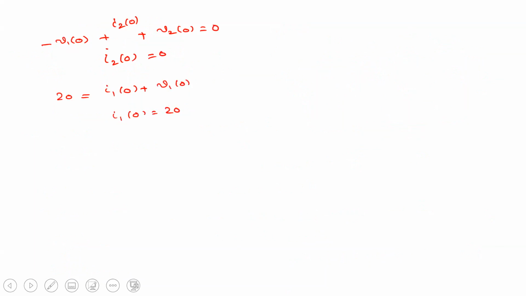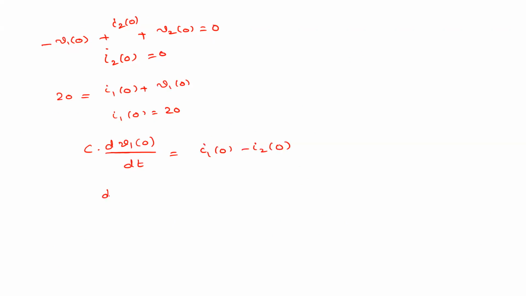So I1 minus I2 equals C into dV1 by dt. So we have C into dV1 by dt, which is equal to I1 minus I2. That means it is equal to I1 of 0 minus I2 of 0, right? So from this, what is C dV1 of 0 by dt?